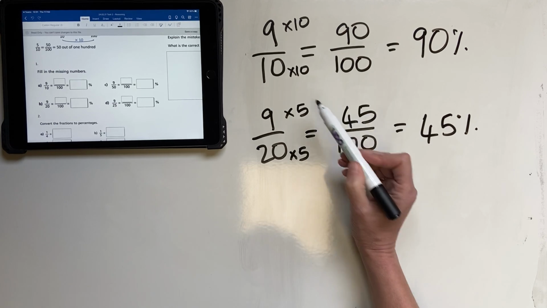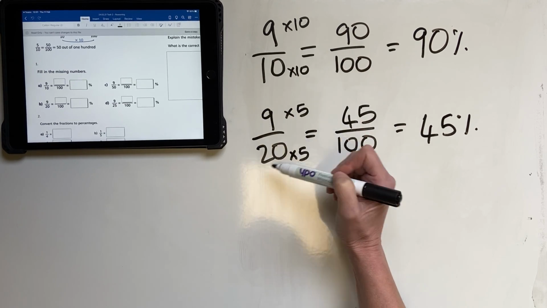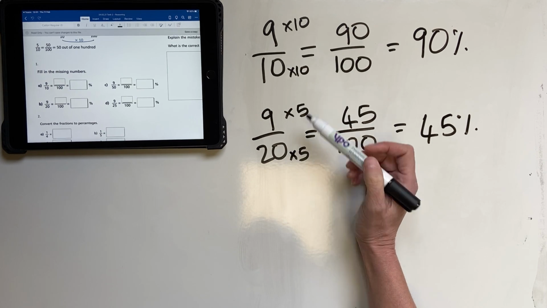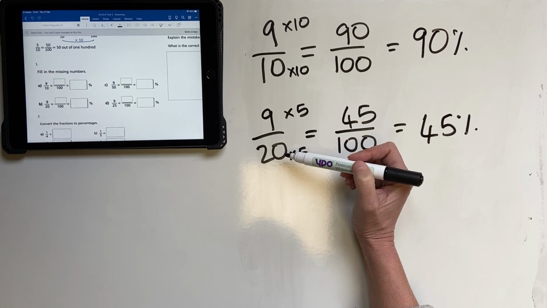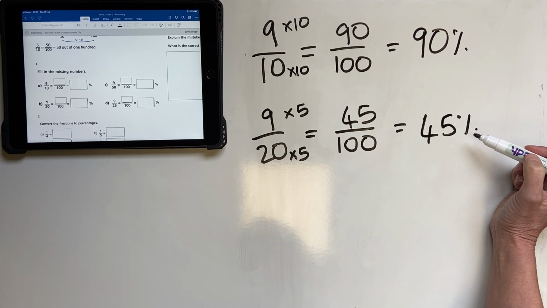What do you notice here? We have 9 tenths here, but 9 twentieths here. What do you notice about those fractions? What do you notice about the percentages?